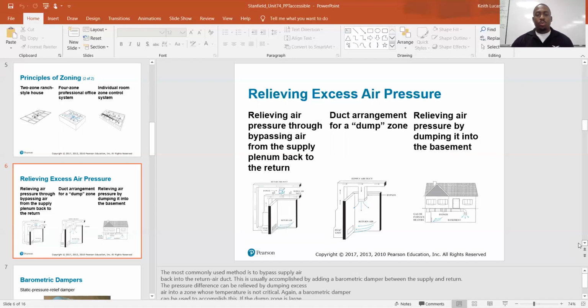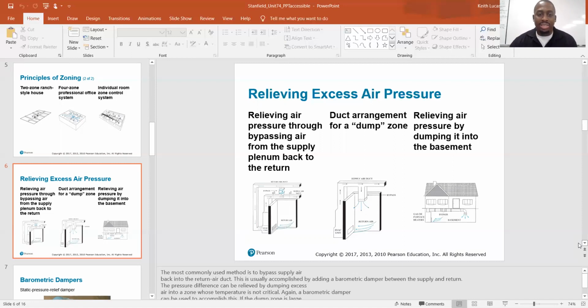So, relieving excess air pressure. Again, if 3 out of the 4 zones are satisfied, but 1 is still running, that's going to be a lot of air capacity going to just 1 room. If there's enough air for 4 rooms and now we're only operating for 1 room, that's a lot of air going to that 1 room. So the excess air pressure has to go somewhere. That's what they're going to get into right here.